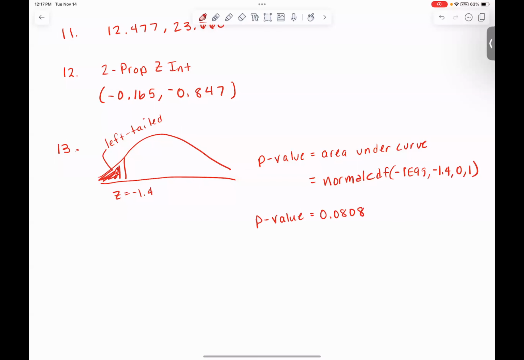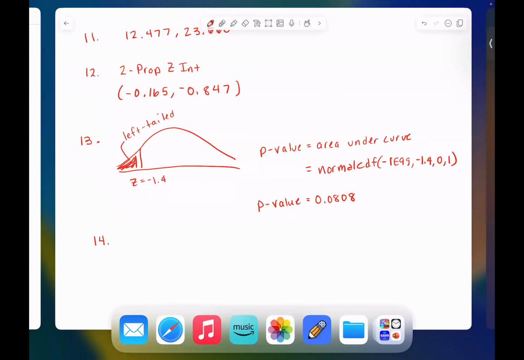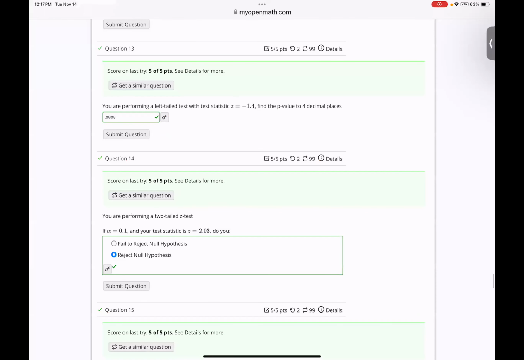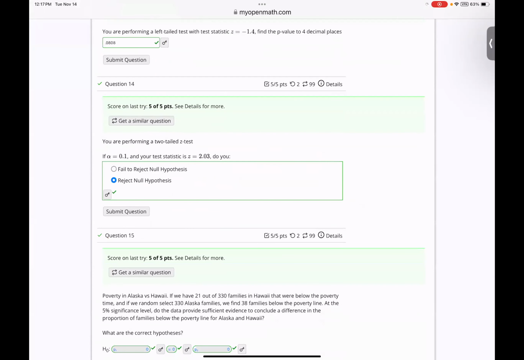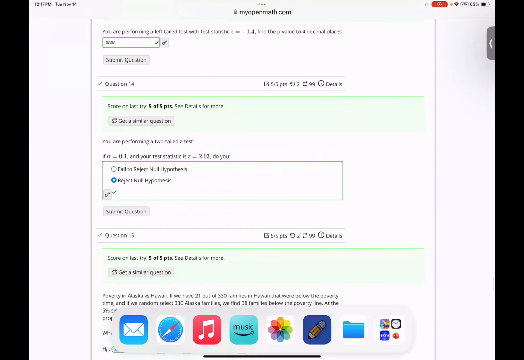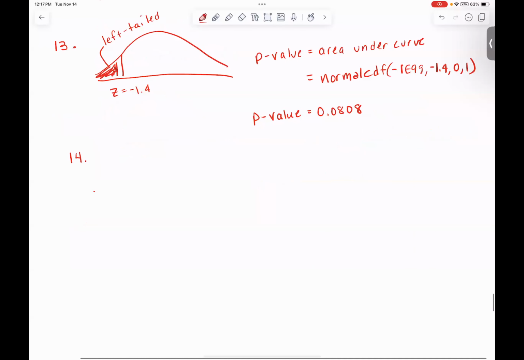All right, problem 14. I believe problem 14 is a two-tailed test. You are performing a two-tailed test. Alpha is 0.1 and your test statistic is z equals 2.03. Do I reject or fail to reject? Well, obviously I reject, but let's go find out why. Okay, so let's draw this. I'm a big proponent of drawing a picture.